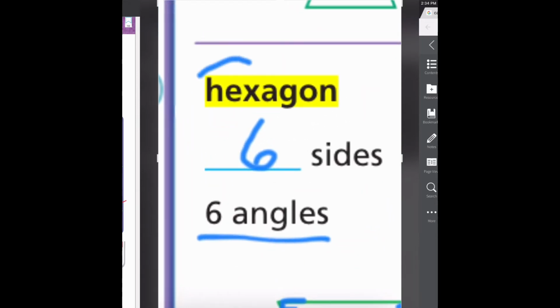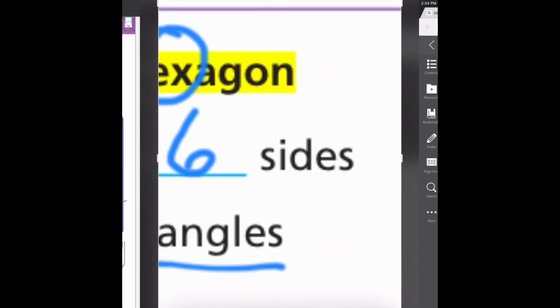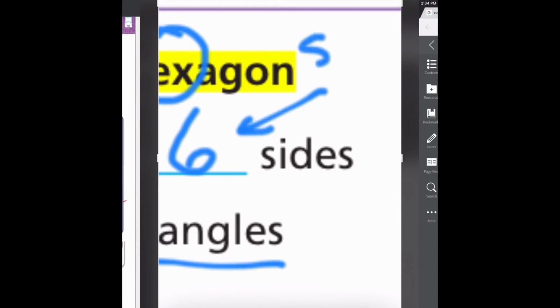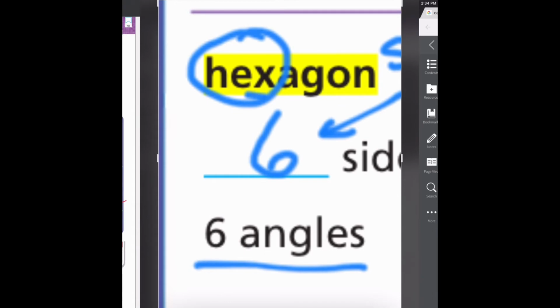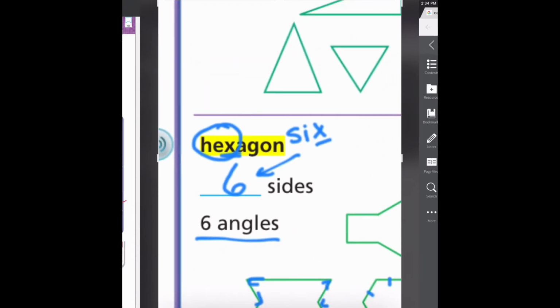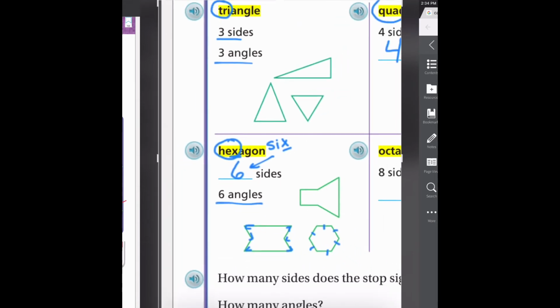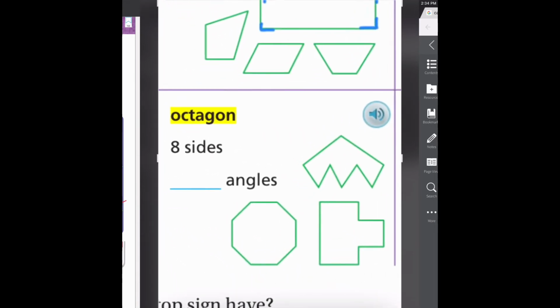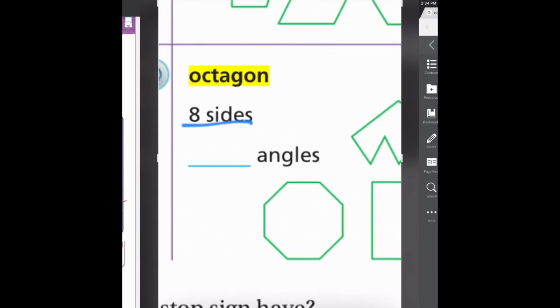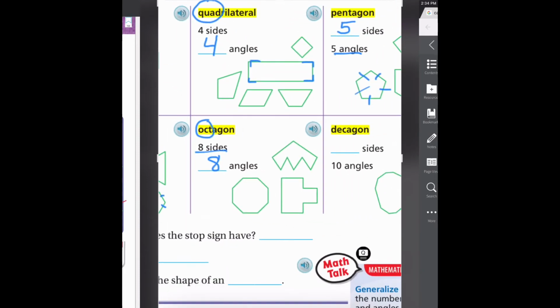Easy way to remember hexagon having 6: the number 6 is spelled with an X. Hexagon has an X. They both have X's. So if you see here hexagon, you know it's 6 sides. And finally, octagon has 8 sides. By now we know it has 8 angles. Oct means 8, just like an octopus has 8 legs. An octagon has 8 sides and 8 angles.